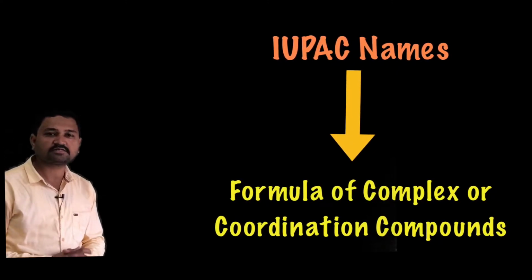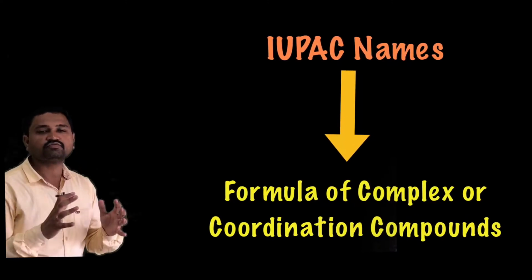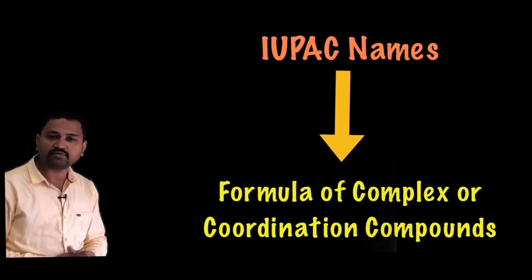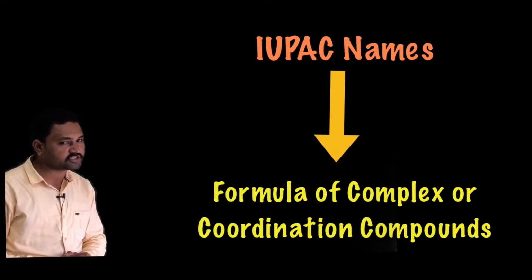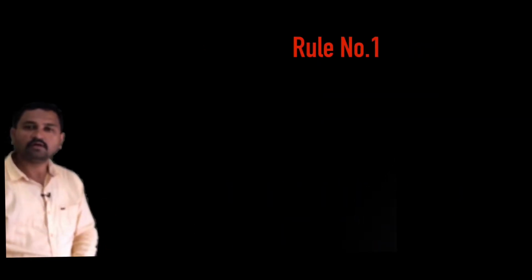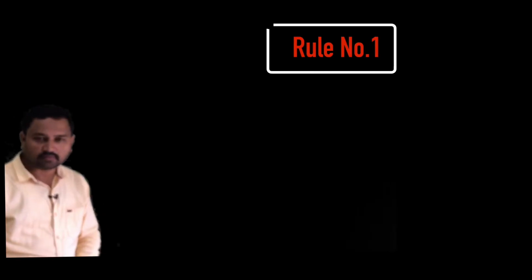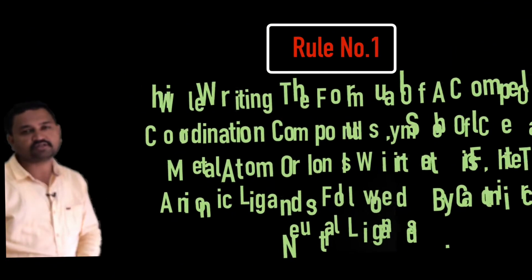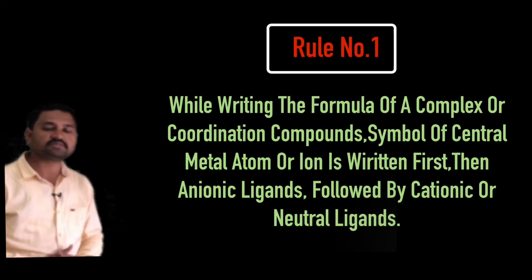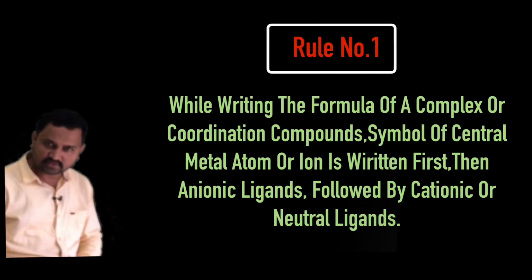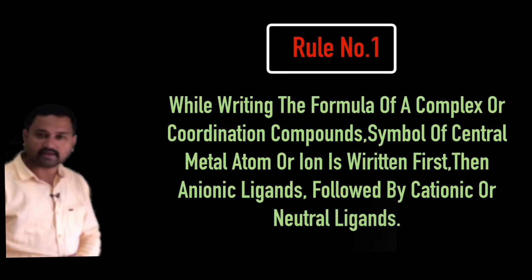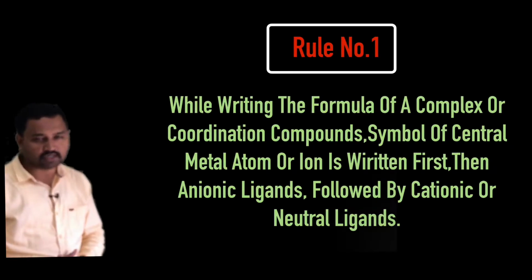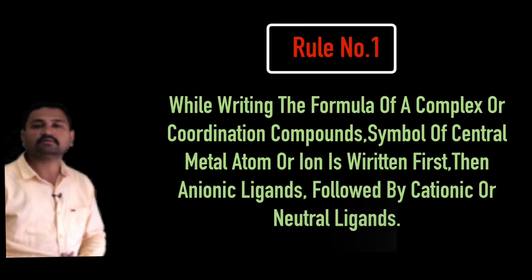So let us discuss the important rules which we must consider while writing the formula for these coordination names. Now let us discuss the first rule. While writing the formula of the complex compound or coordination compound, the symbol of the central metal ion is written first, then the anionic ligand, then the cationic or the neutral ligands. Let us consider an example regarding this one.